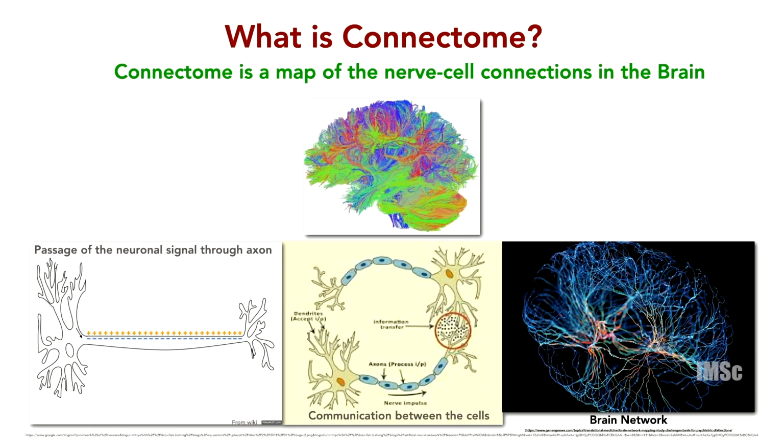To start with, what is a connectome? Basically the connectome is the map of the nerve cells. When you're thinking about the brain, what does the brain have? The brain has the nerve cells, and they are connected through the gap junctions or the synapses. And so in a way they form a network.